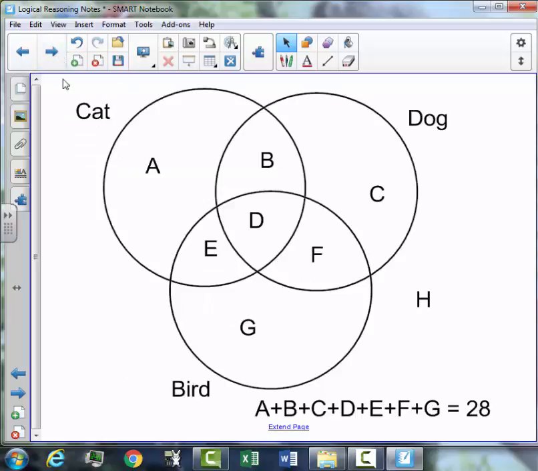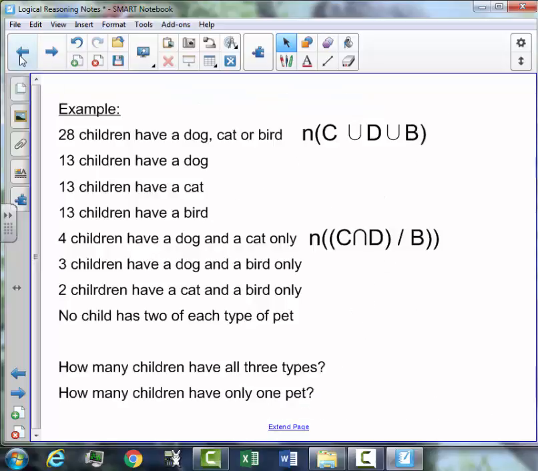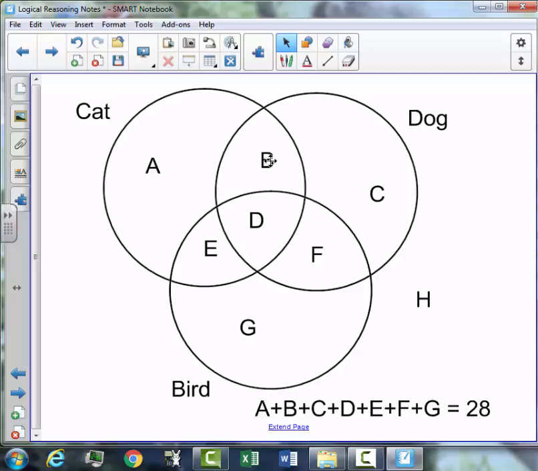If you have a cat and a dog only, that'd be right here. B is that cat and dog only section, because D is where you have a cat and a dog and a bird, but we want to have a cat and a dog, not a bird. So, all right, let me keep going here. I feel like I got sidetracked there. So, 13 have a dog. So if you have a dog, dog is B, C, D, and F.